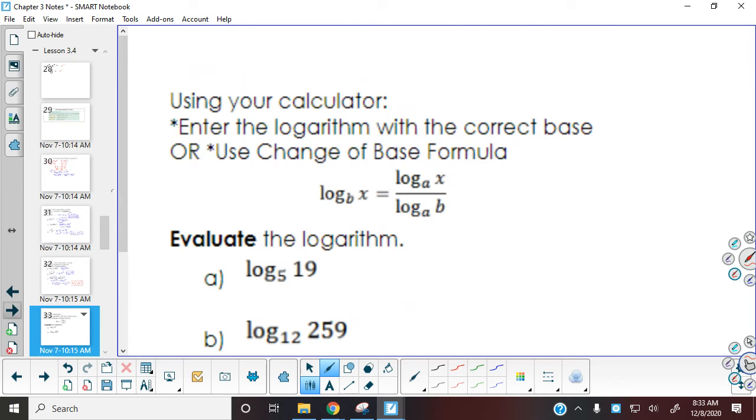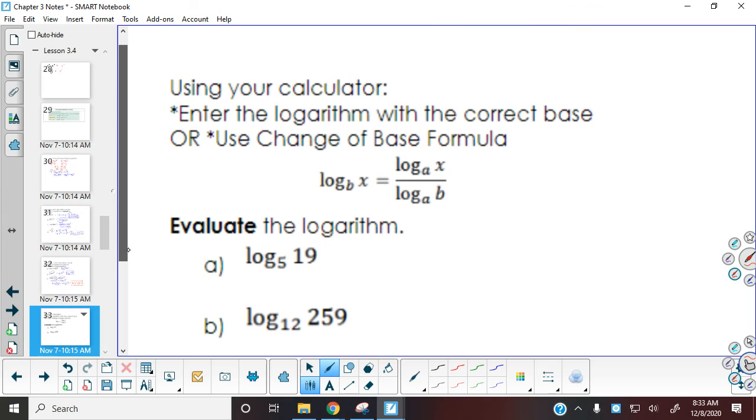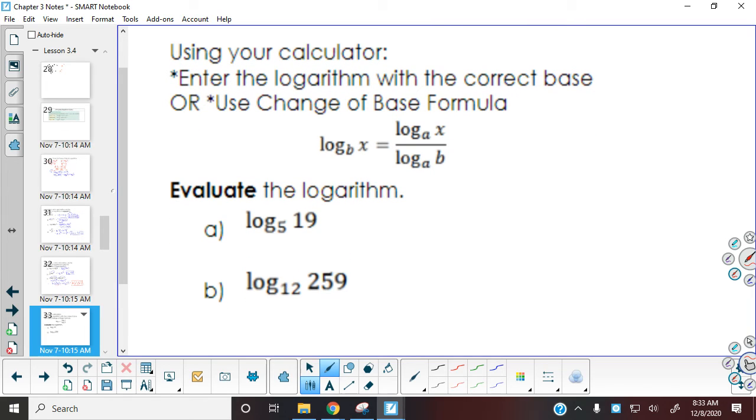Okay, moving on. This is using your calculator. There's what's called the change of base formula.